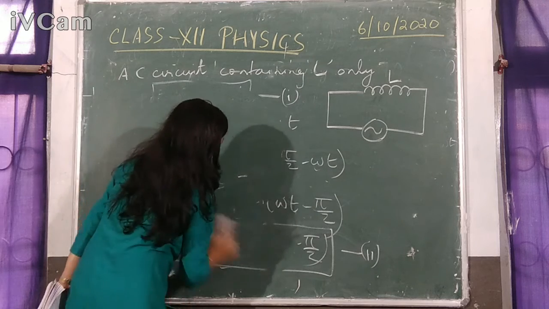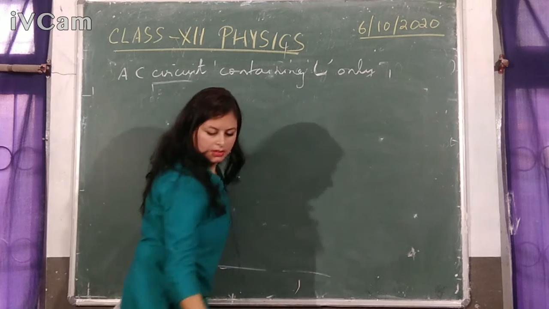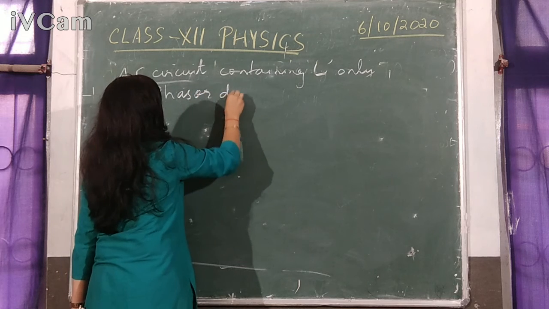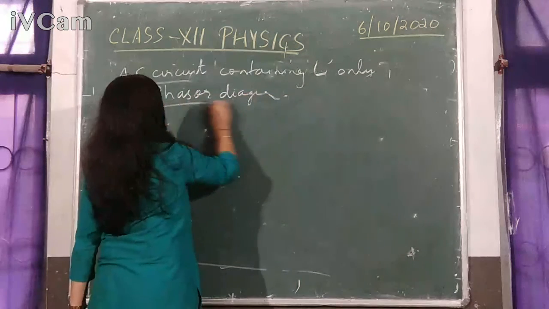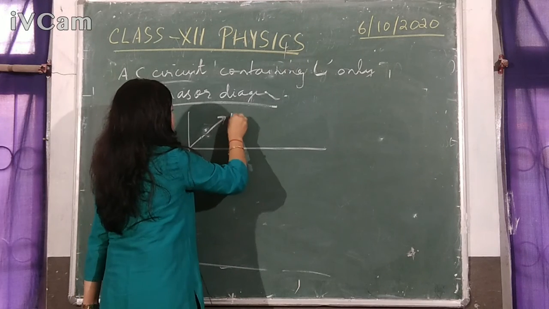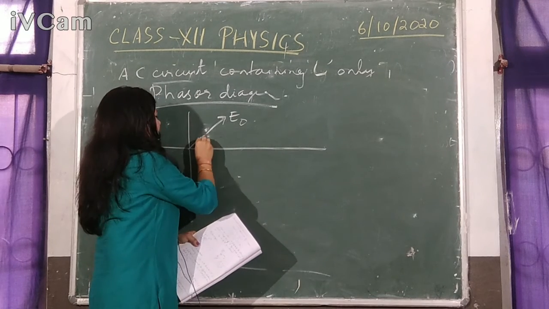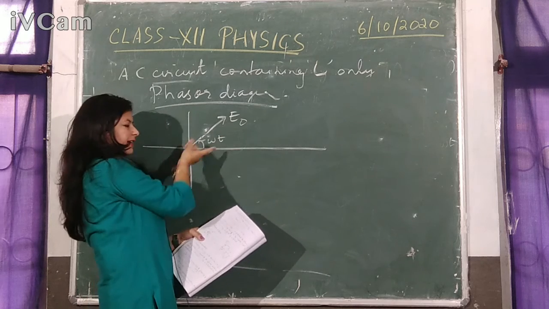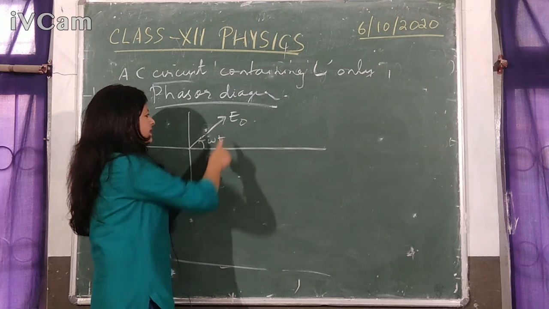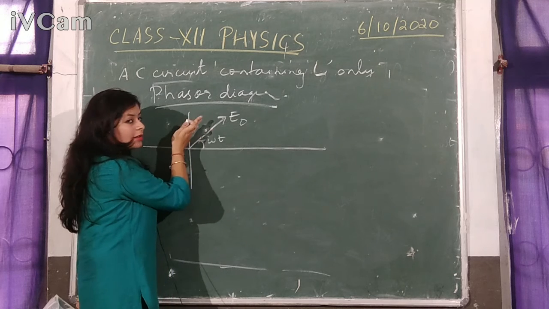Let's treat it using a phasor diagram now. Firstly, I will draw the peak value using an arrow, the phasor for E naught. The angle is omega t, positive angle taken anti-clockwise. Now, I naught is lagging behind E naught by a phase of pi by 2. So, you have to come down in the clockwise manner.